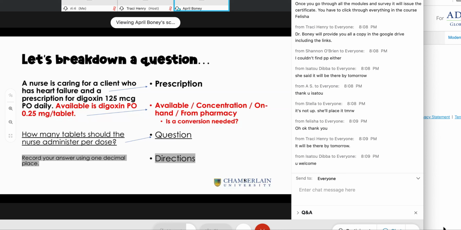Okay, so prescription and available. And then you're going to have a question, which is really important. How many tablets should the nurse administer per dose? Sometimes it might say, how many milligrams should you administer per dose? Sometimes it might say, how many tablets should you administer for the entire day? So the question is really important. And then, of course, follow your directions. Record your answer using 1 decimal place is the example I used in this one, but oftentimes you will have a rounding rule at the end.